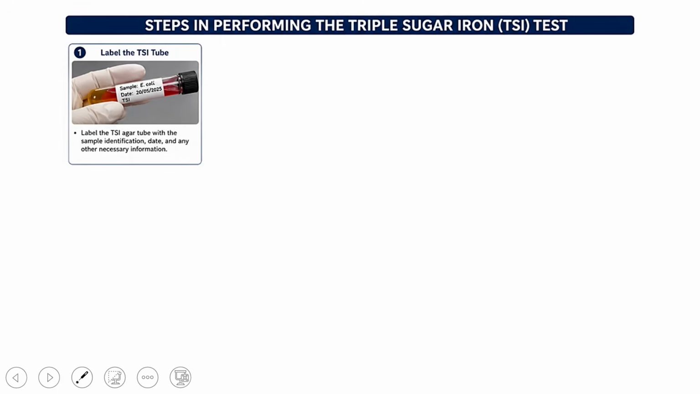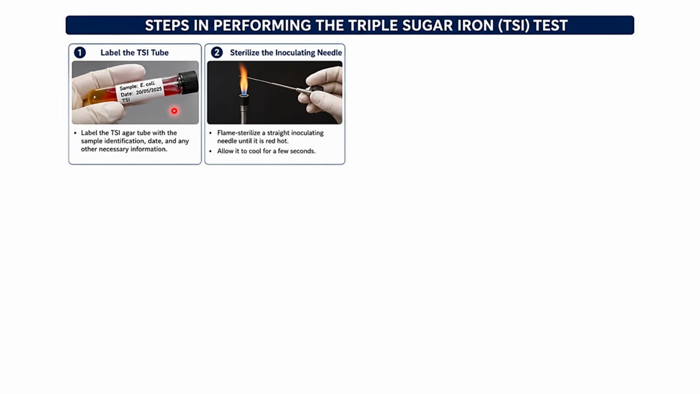Let's see the steps involved in performing the triple sugar iron test. The first step is to label the TSI agar tube with a sample identification, date, and any other necessary information as shown here. The second step is to flame sterilize the straight inoculating needle until it is red hot and allow it to cool for 5 to 15 seconds before using.